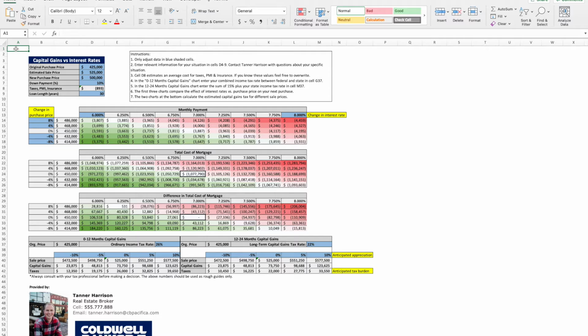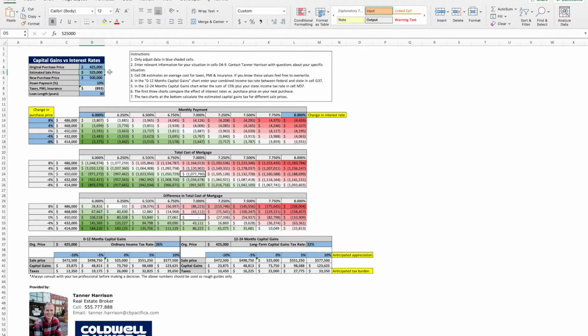We'll first start with an overview of the user entry cells, then discuss how to interpret the data and inform your client. Like the other sheets, all user entry cells are highlighted in blue. For certain clients, it might be wise to lock even more cells, which I will point out later in the video. Starting here in the top left, we have the original purchase price of their current house.